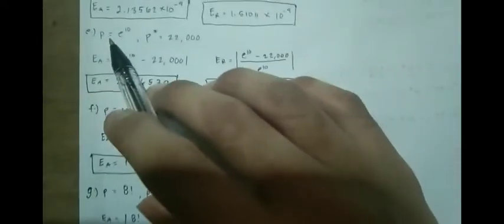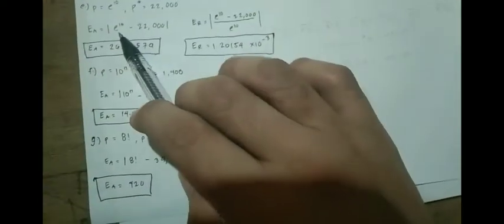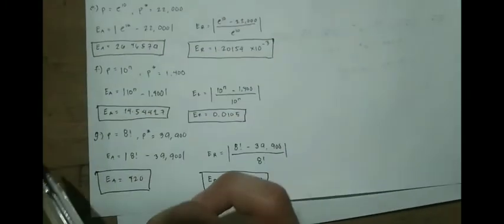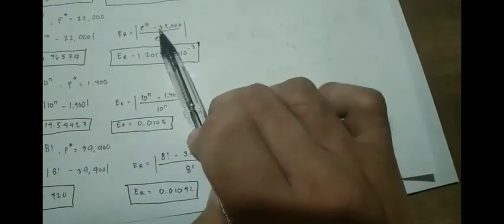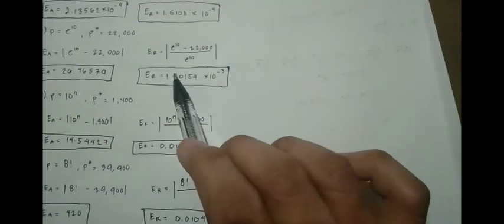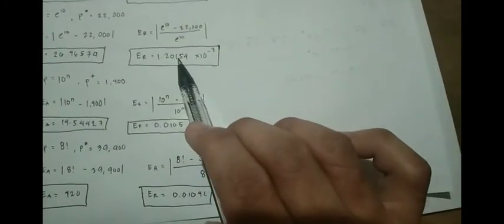So with letter E. The value for letter E is the Euler's number raised to 10, and the approximate is 22,000. So fill in again. Euler's number raised to the 10 minus 22,000 is equivalent to 26.46579. So for the relative error, fill in again, Euler's number raised to the 10 minus 22,000 over Euler's number raised to the 10. So that will equate to 1.20154 times 10 raised to negative 3.